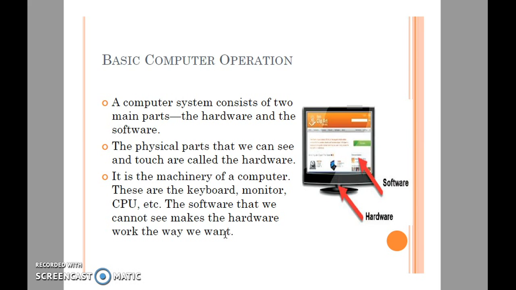Also, software refers to the instructions or programs that tell the hardware what to do and how to do it. For example, you can write a letter by using a word processing program. The word processor is software, where you can type your letter. Similarly, an operating system is software that manages your computer and the devices connected to it. Windows is a well-known operating system software.